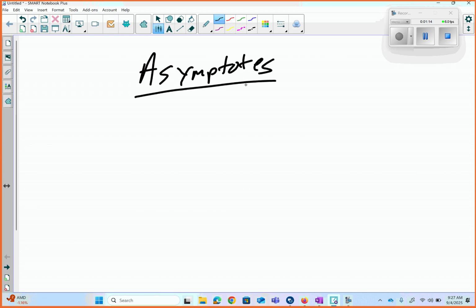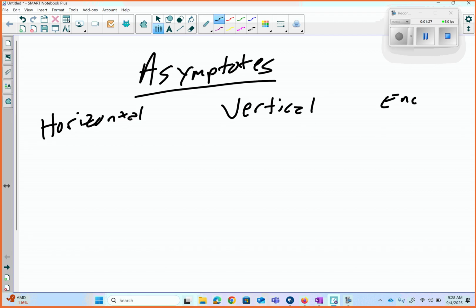Okay, so there's 3 kinds of asymptotes. There's horizontal, there's vertical, and there's one that's called end behavior. Sometimes this is referred to as the slant asymptote. You don't really have to take notes on this. It's just kind of trying to get you dealing with and realizing where things can take place.